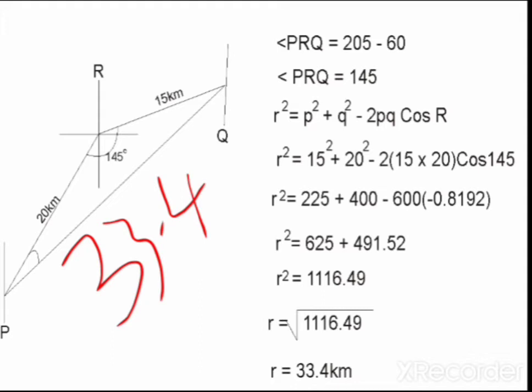Then let's look for the bearing of Q from P. The bearing of Q from P is this angle. So what we simply do is as follows. Look at it.